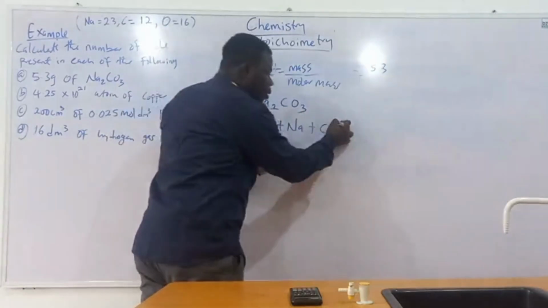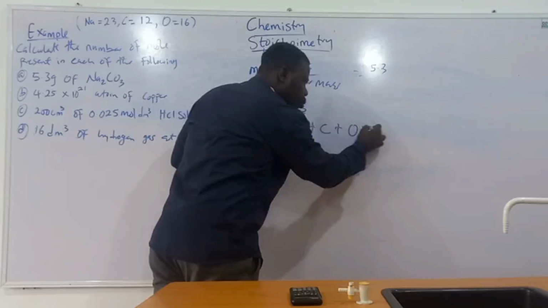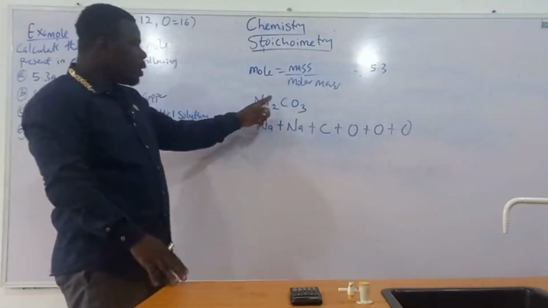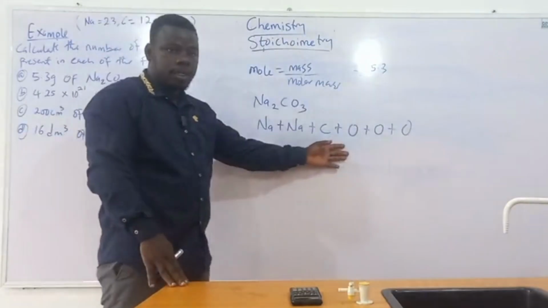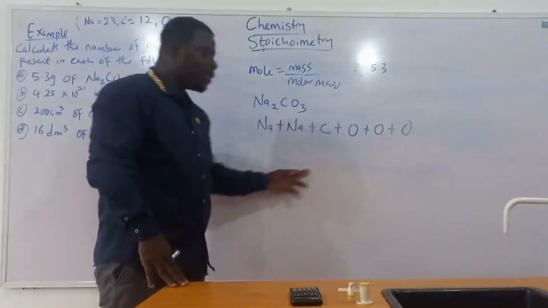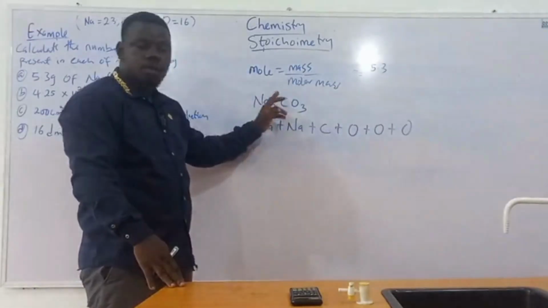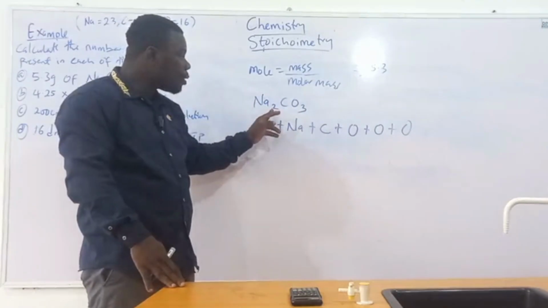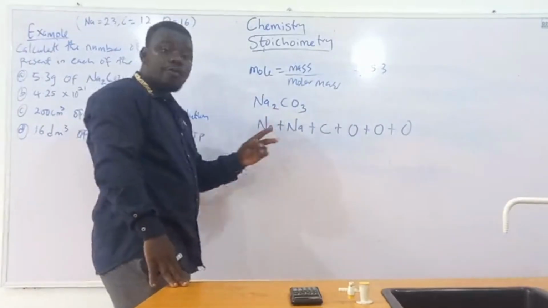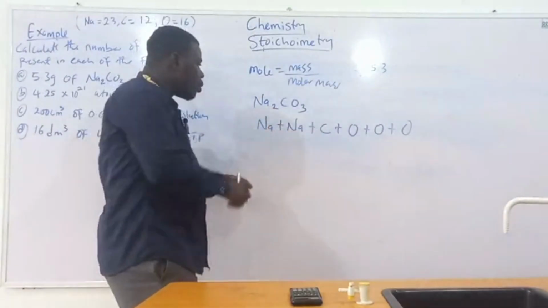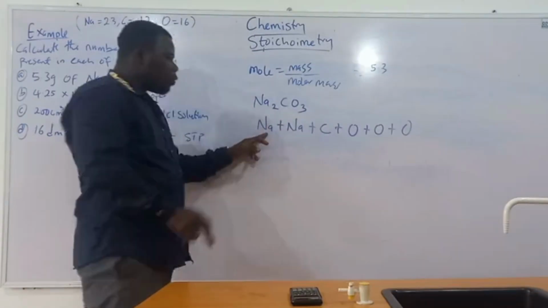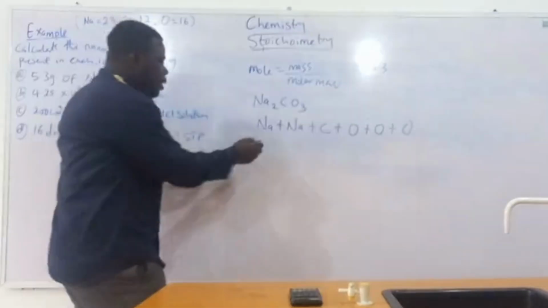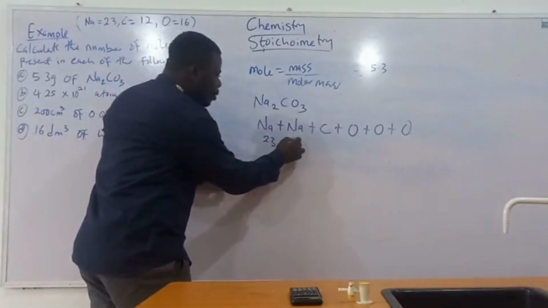carbon plus 1 oxygen plus another oxygen plus what? Another oxygen. So this compound can be broken down like this. These are all the elements that come together to form this compound. So we have 2. Remember, this is 2 atoms of sodium. And one of this sodium is 23, given in the question. So we just simply say 23 plus another 23.